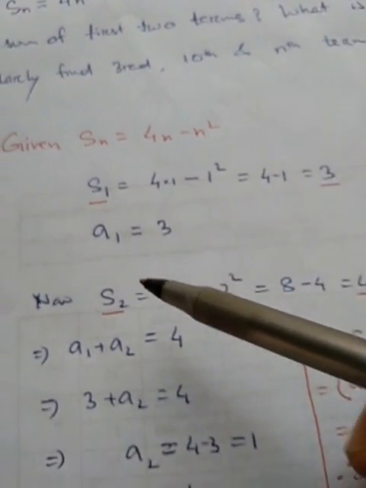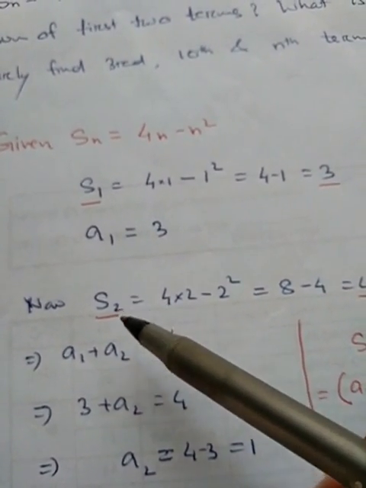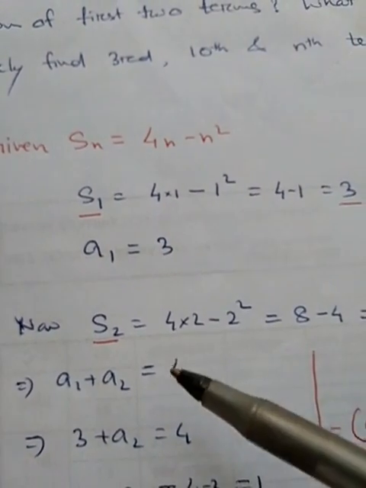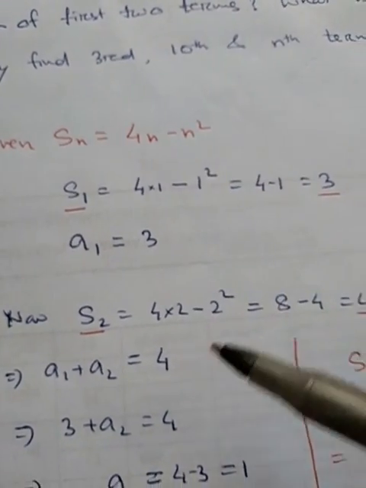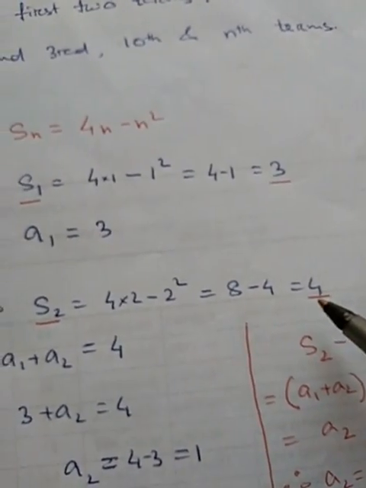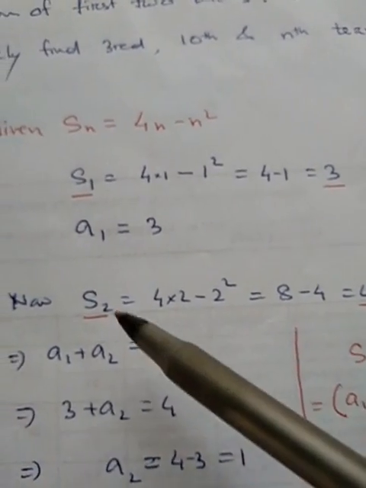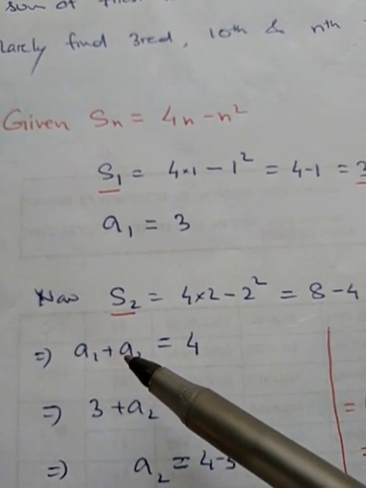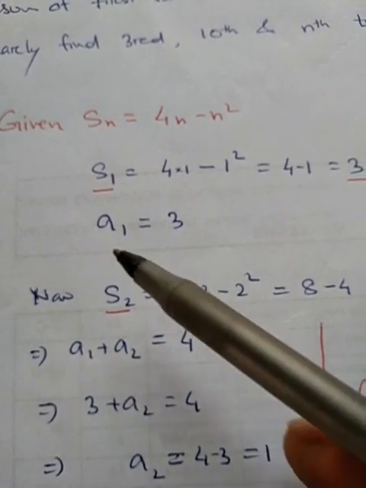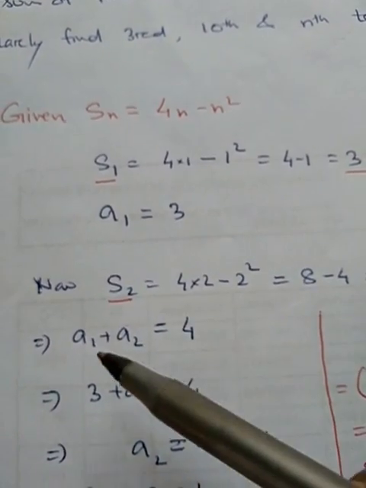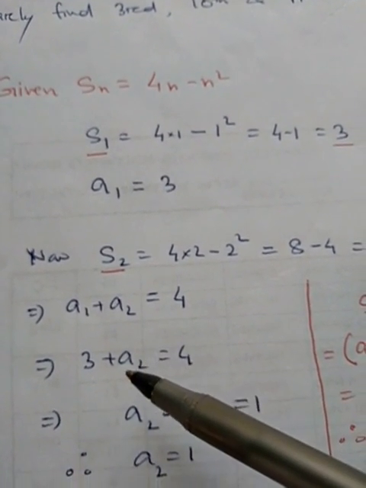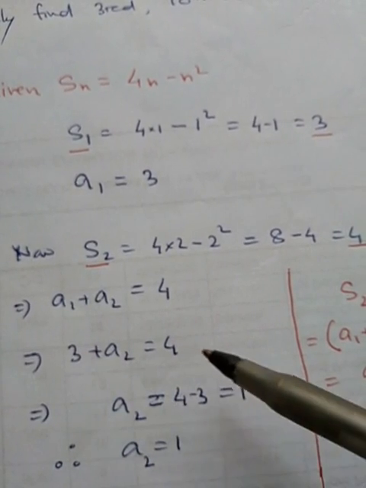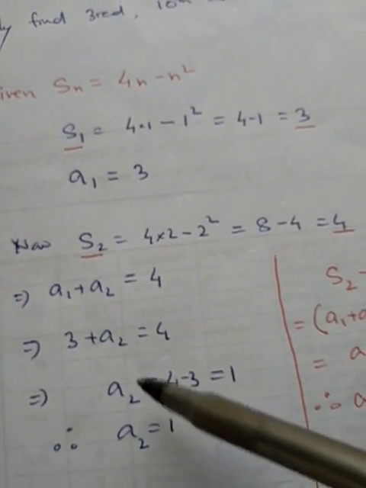Now let us come to S2, that is 4n minus n square. In place of n we will put 2, 4 into 2 minus 2 square. So simplifying we get 4. Now S2 means sum up to the second term, that means first term plus second term. So A1, the first term, we already have, that is 3. Put it here, so then we can get A2, which is 4 minus 3, which is 1, that is the second term.